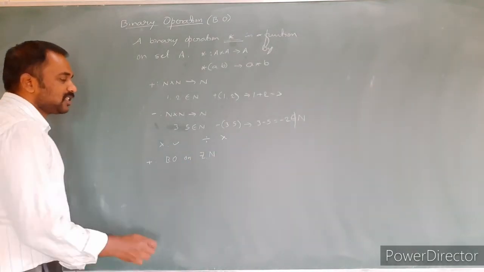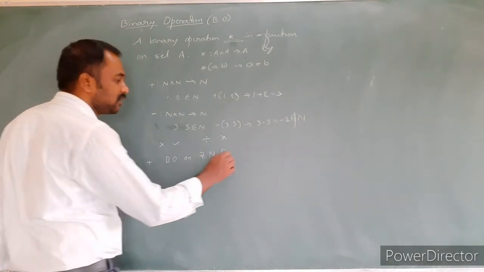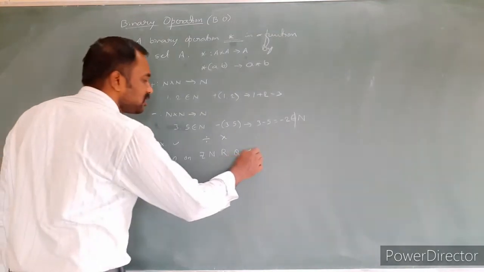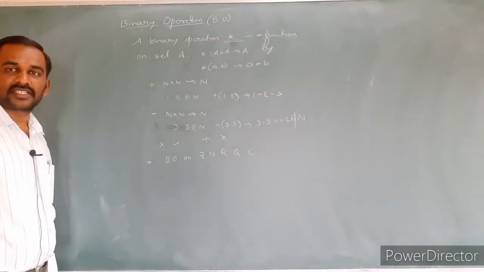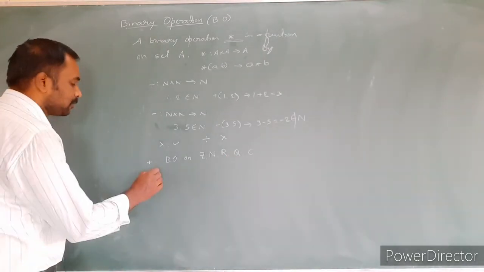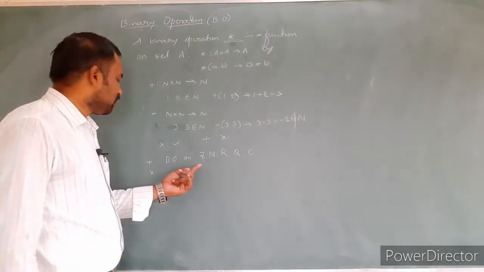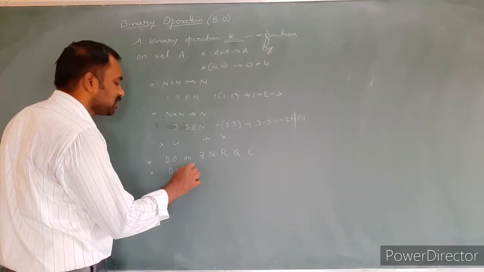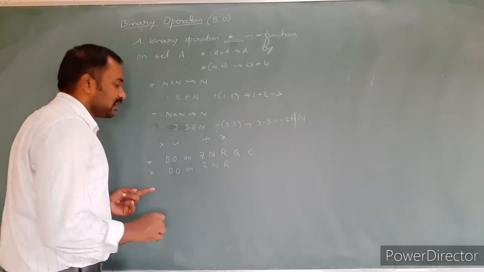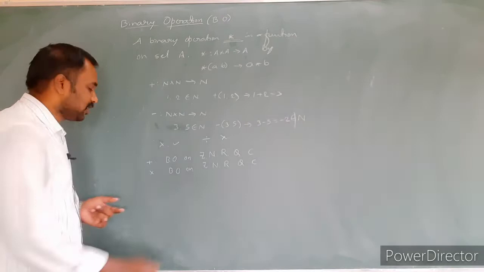So sir, addition is a binary operation on natural numbers. Addition is a binary operation on real numbers. Addition is a binary operation on rational numbers. Addition is a binary operation on complex numbers. Okay, addition is a binary operation on all these sets. Similarly, multiplication is a binary operation on integers, natural numbers, real numbers, rational numbers, as well as complex numbers.